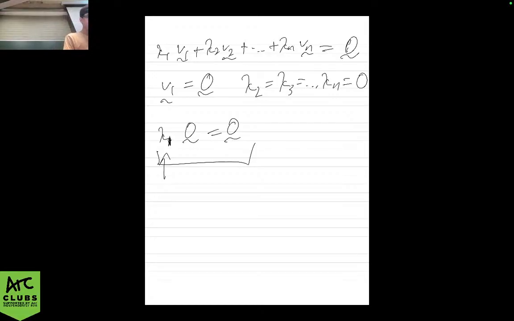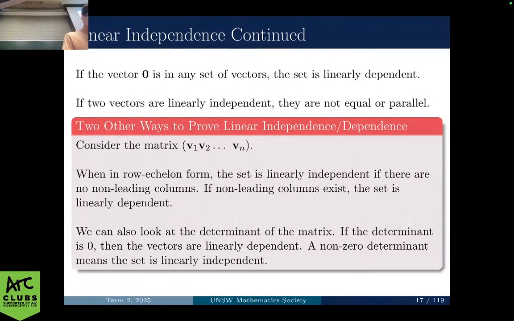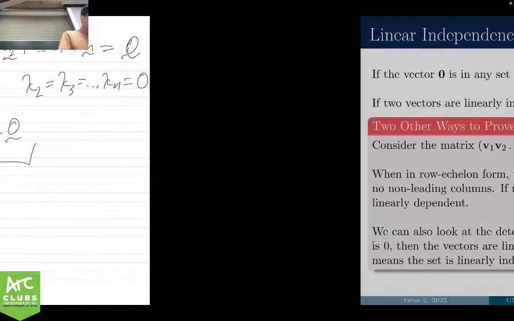So what does that mean? Well, that tells us that if the vector 0 is in any set of vectors, the set is immediately linearly dependent. We don't have to check anything else. If 0 is one of them, then the entire set is linearly dependent because of this one condition here.